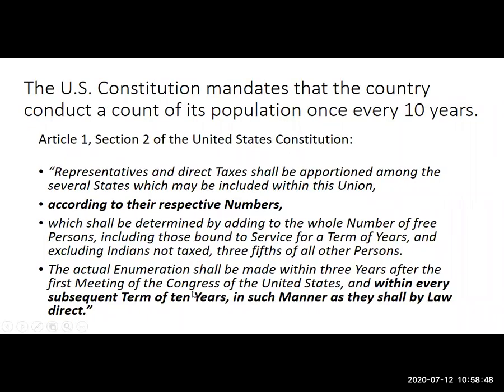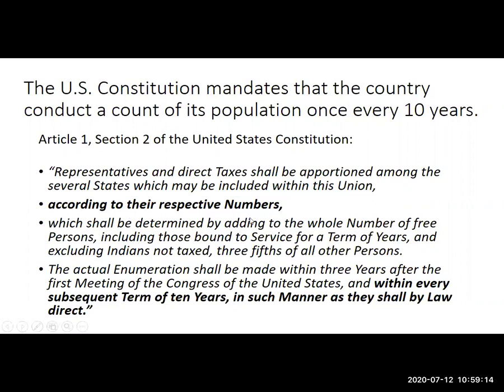Now, the U.S. Constitution mandates that the country conduct a count of its population once every 10 years. So they need to do this census every 10 years. Like I said, 2020 was an example of a census year. And so the idea of this is that representatives and direct taxes shall be apportioned among the several states, which may be included within this union, according to their respective numbers.